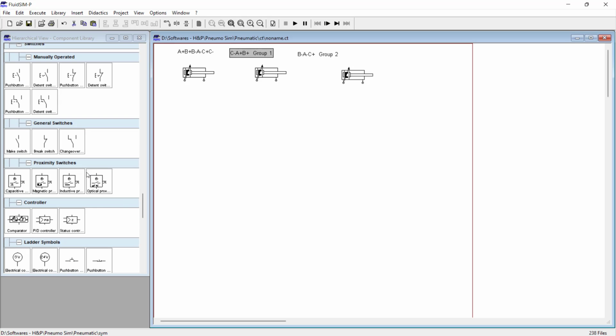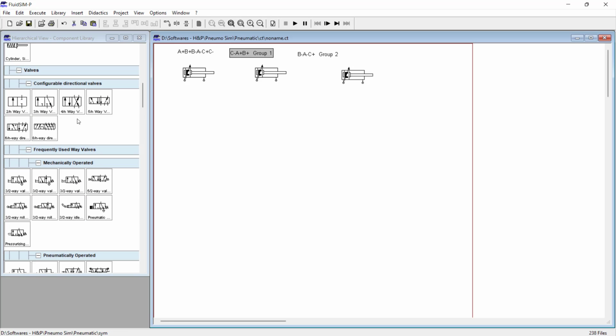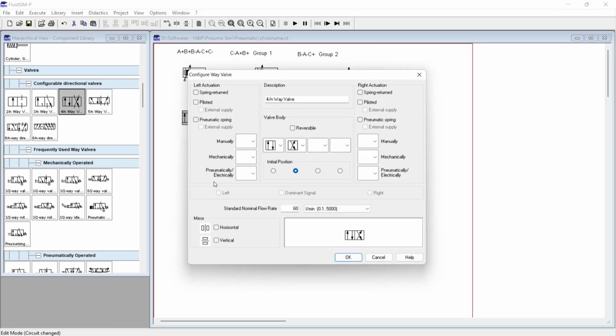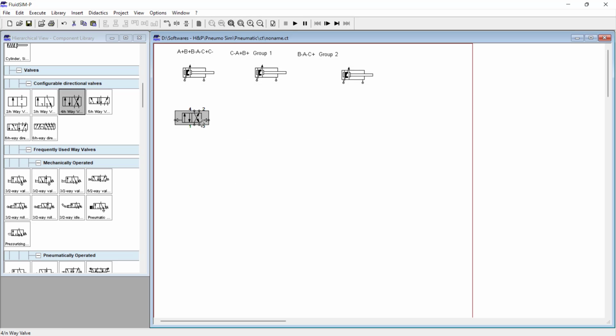We require 3 pilot operated DCVs to actuate the cylinders. So you can take the 4/2 DCV from here and copy it. For pilot operated, you can set the symbol, copy. Then you should connect the DCVs with the respective cylinders.